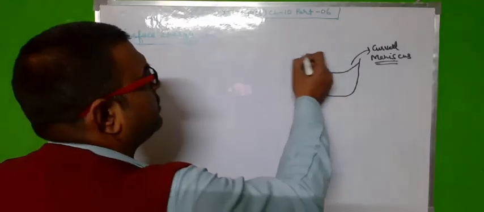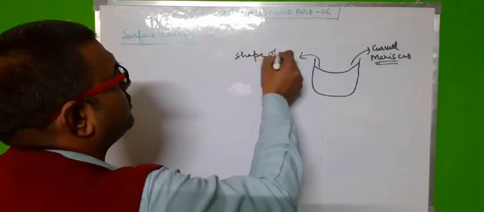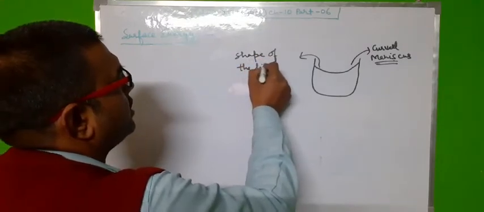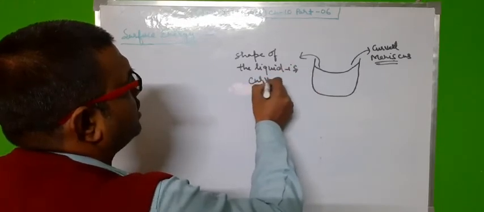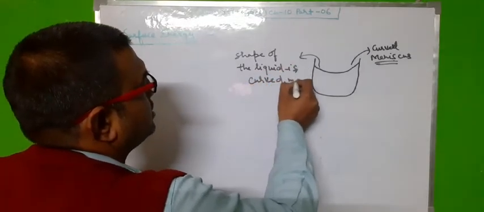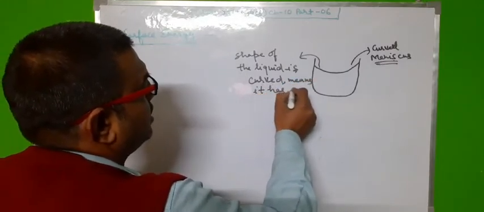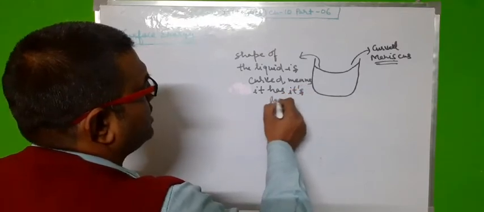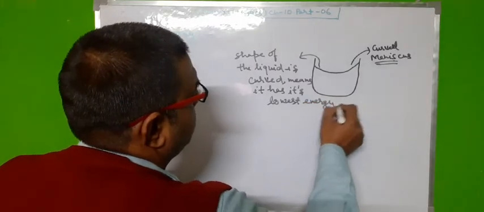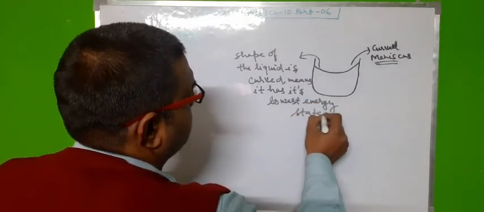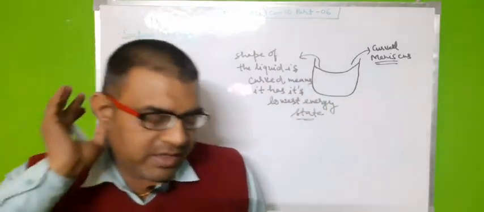Which means if the shape of the liquid is curved, it has its lowest energy state. And liquid occupies this shape due to its lowest energy state.